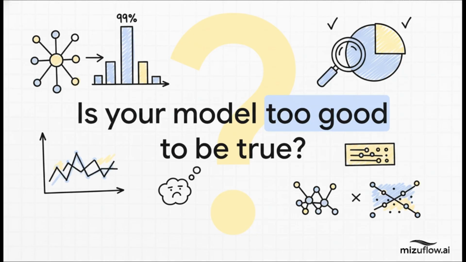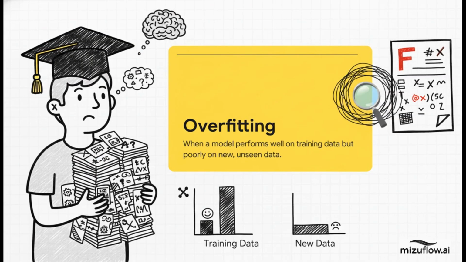But hold on a second. We have to ask ourselves that crucial question. Is this model just too good to be true? You know, this leads us to that classic problem in machine learning called overfitting. And the perfect way to picture this is with an analogy.